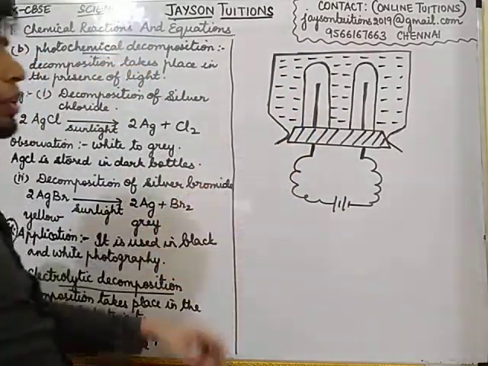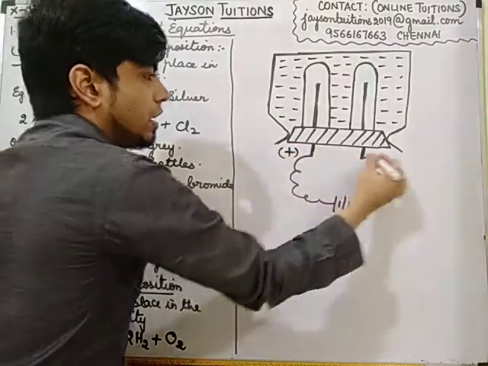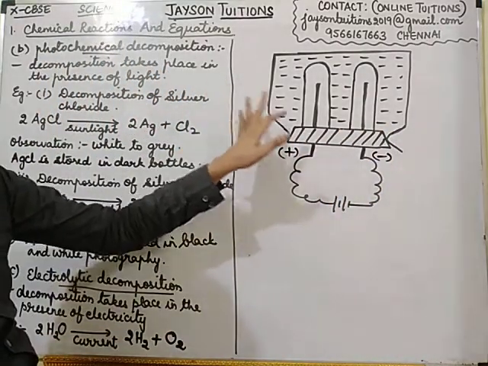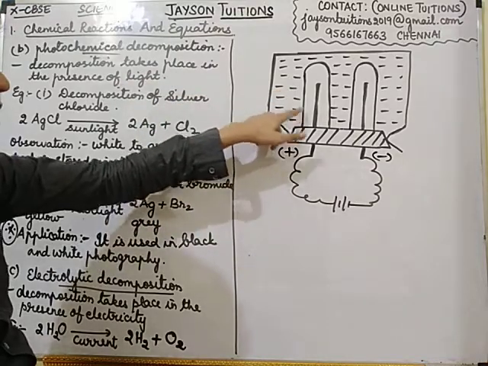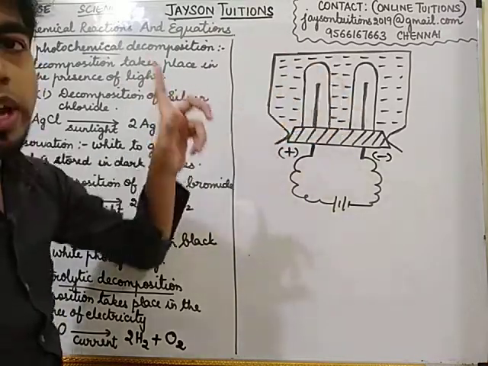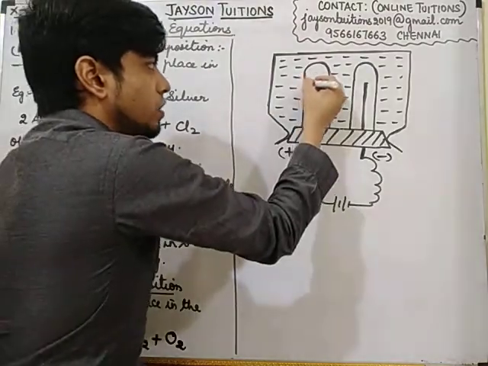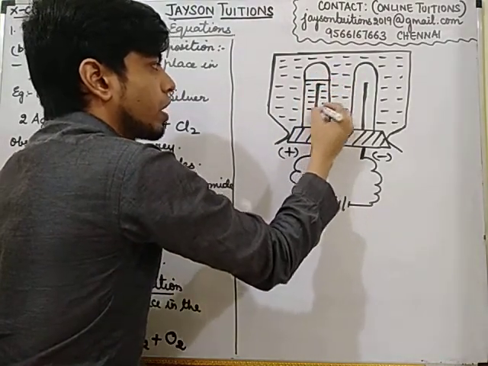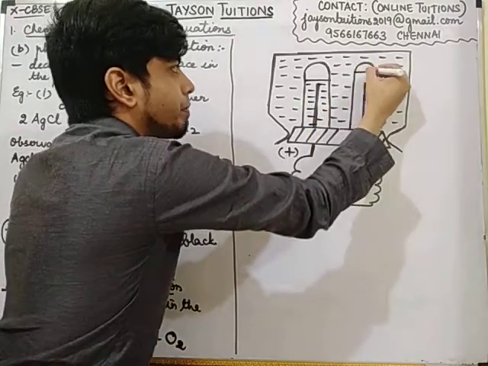So what I am going to do, this will be anode and this will be cathode. I am going to pass current in this water with the help of two electrodes. Here water will be there.